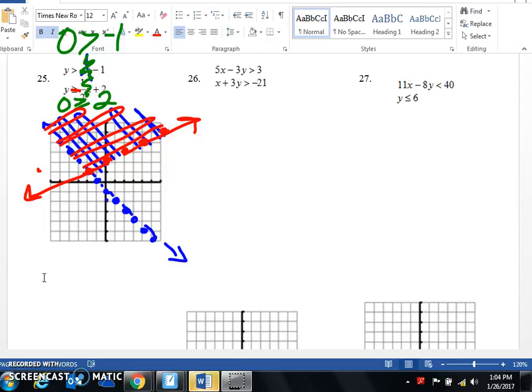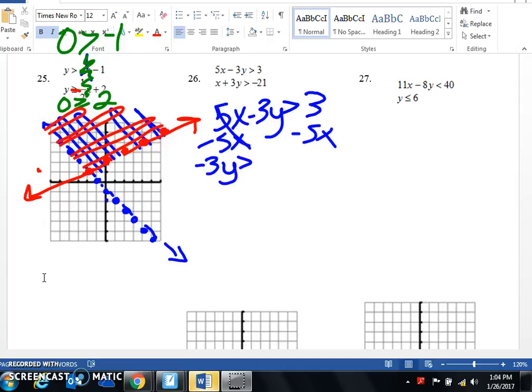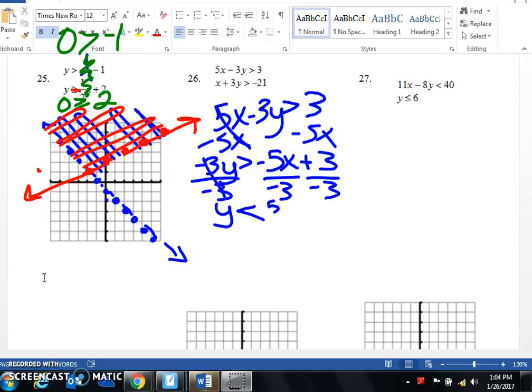All right, let's convert to y. Subtract 5x over. Divide everything by -3. When we multiply or divide by a negative, we flip. So that's 5/3 x minus 1. Let's go ahead. I'm going to erase this.